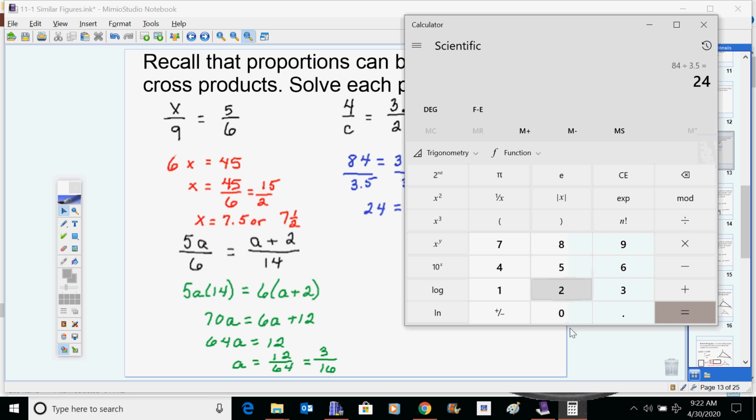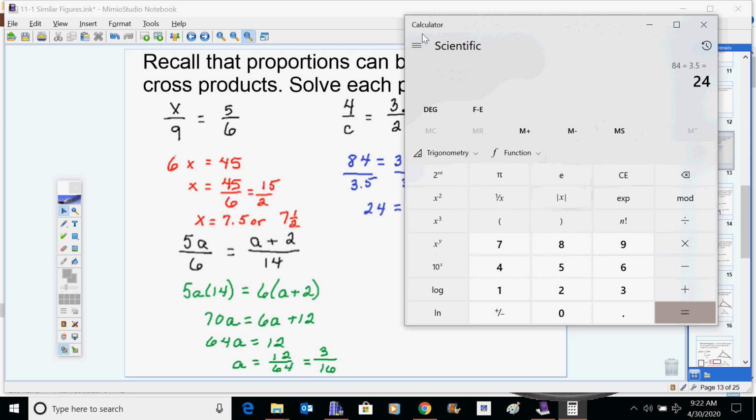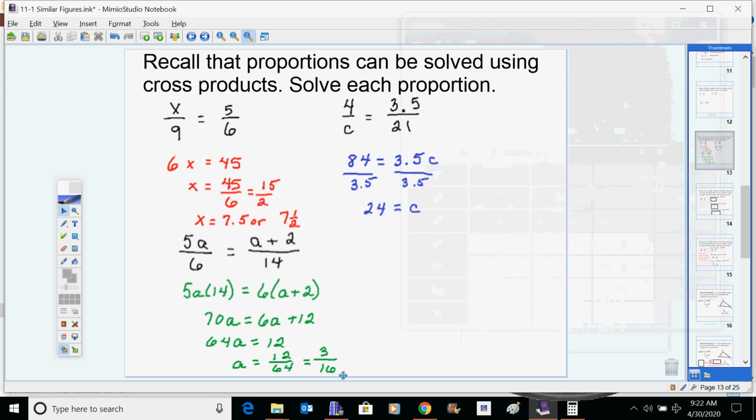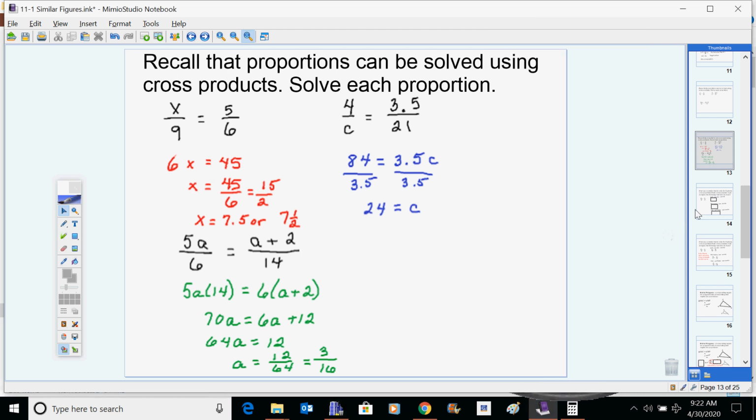This calculator, I don't think it has a fraction button. Nope. Not seeing a fraction button. It might be hiding in there somewhere. Nope, not seeing it. So if you're not good with fractions, you really do need to find a way. If you're good with fractions, then honestly you don't need this calculator anyway. But if you do need it, 12 divided by 64, there's your answer, and you want to make it into a fraction. 3/16. All right.